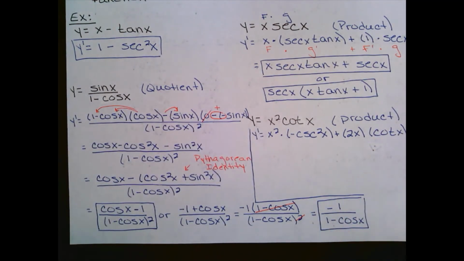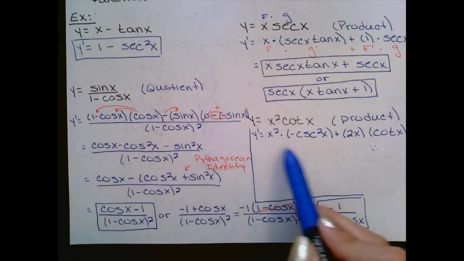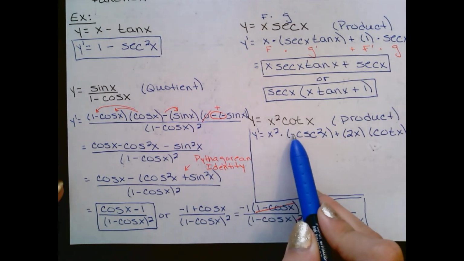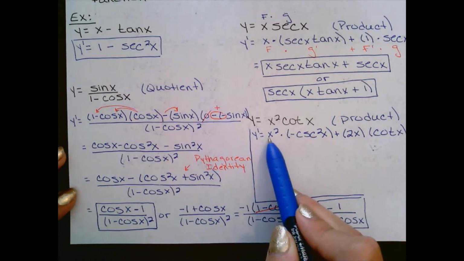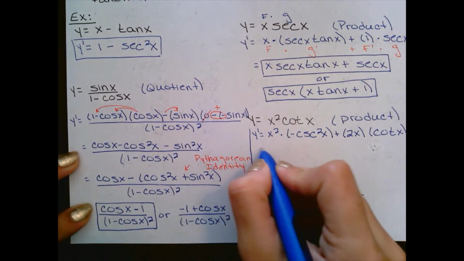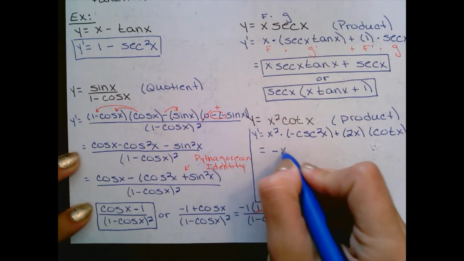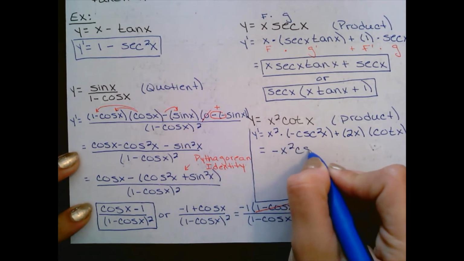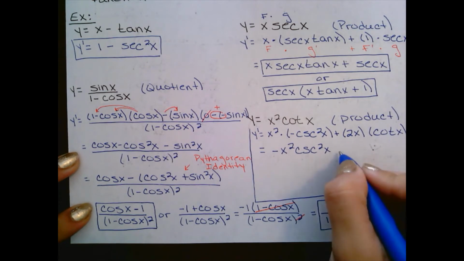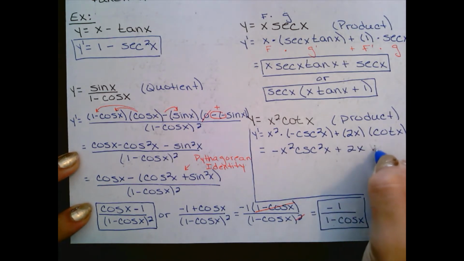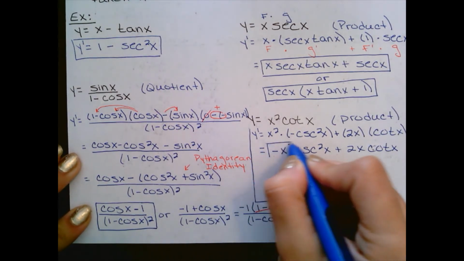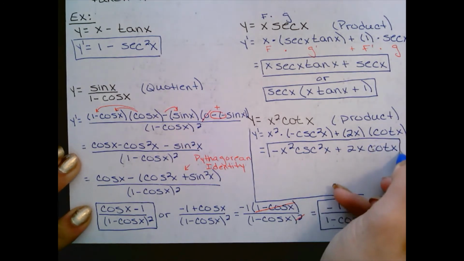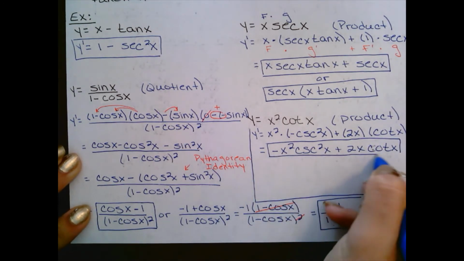Now I have nothing really that I can clean except maybe just putting this negative in the front. The reason why I like putting negatives in the front of the term is so it doesn't look like it's x squared minus cosecant squared. So we could say a negative x squared cosecant squared of x plus 2x cotangent of x. That is a final answer. You could see an x factored out, but not necessary.